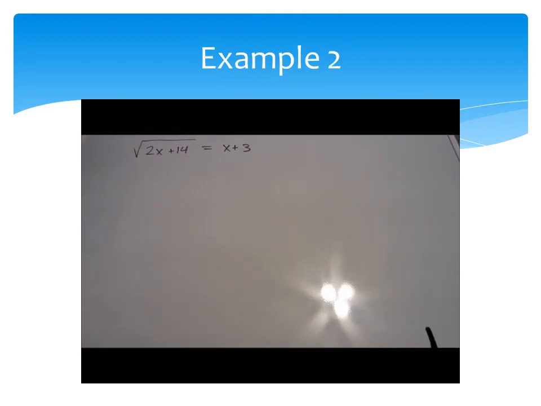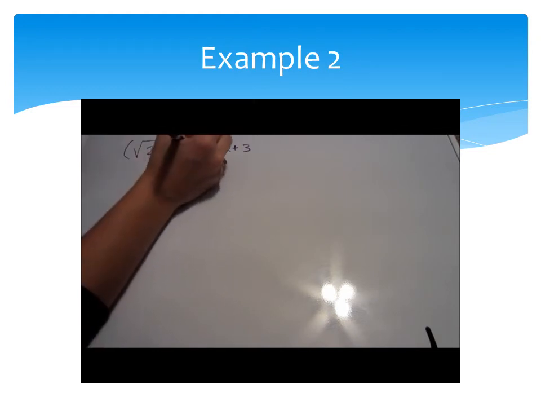For this example, we have the square root of 2x plus 14 equals x plus 3. The radical is already by itself, so we need to square both sides.